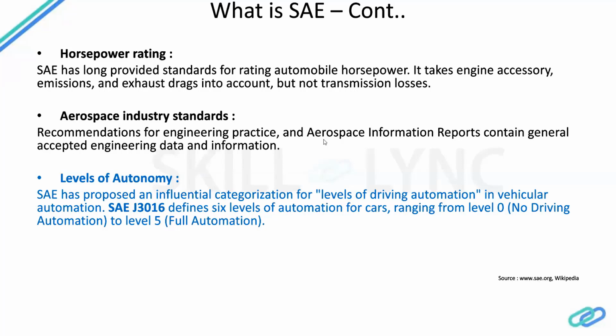So one is horsepower rating. I hope all of you are aware of what horsepower is. It's a unit of measurement of power, or the rate at which work is done. One mechanical horsepower lifts 550 pounds, or 250 kgs, by 1 foot in 1 second. SAE defined the horsepower of an engine without taking into account transmission losses, considering only the engine accessory emissions and exhaust drags. Next are some of the industry standards they have for the aerospace domain.